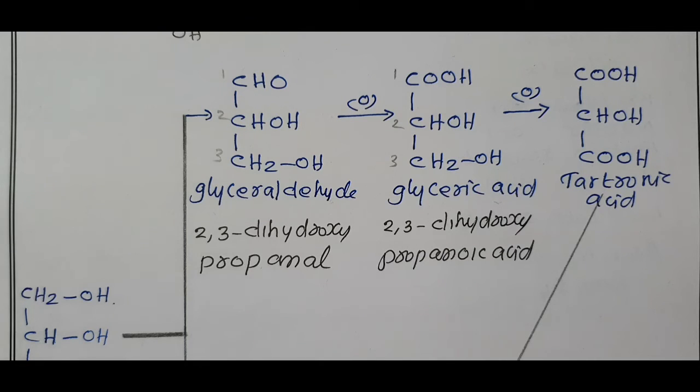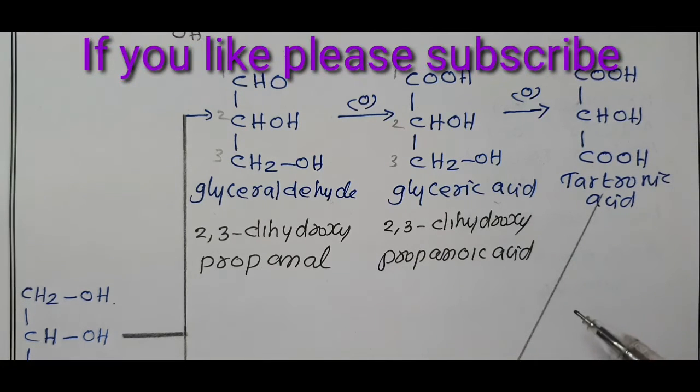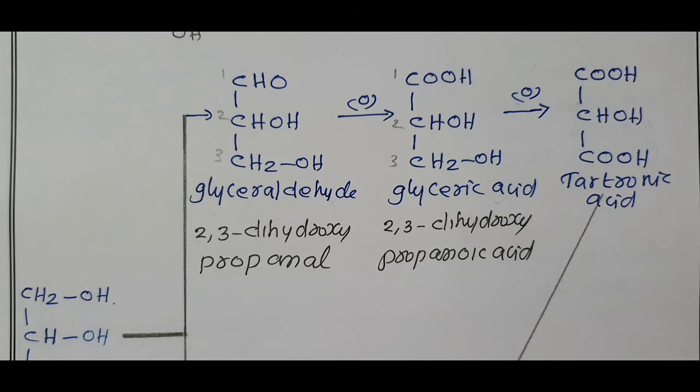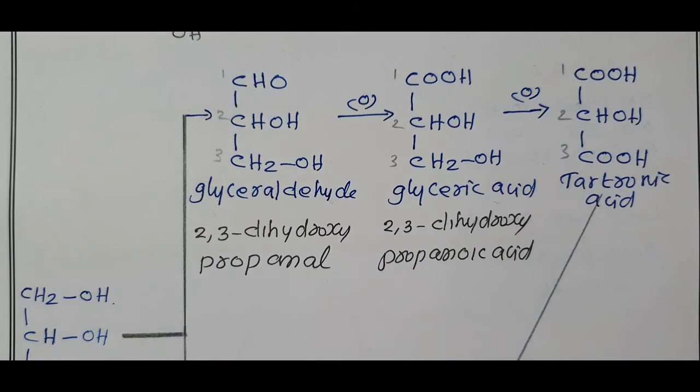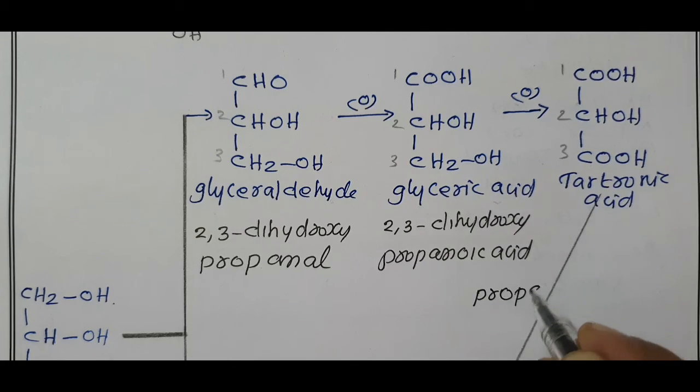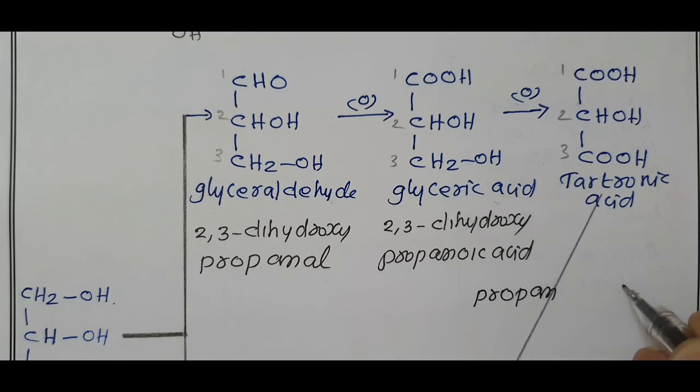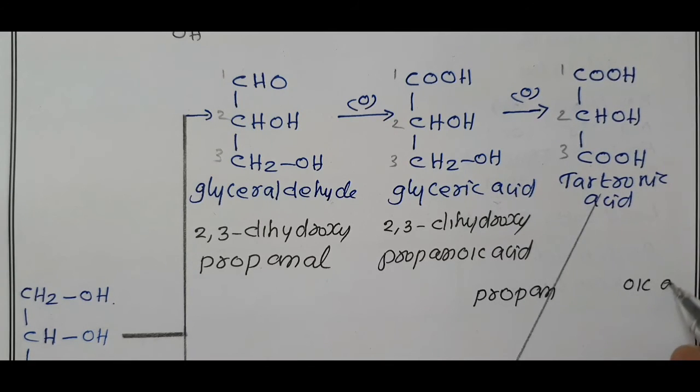Come to tartronic acid. The first preference is given to carboxylic acid when you give numbering 1, 2, 3. Correct? 3 carbon, propane. Now I write the IUPAC name of this compound: 3 carbon propane, carbon single bond, so the name ends with oic acid.